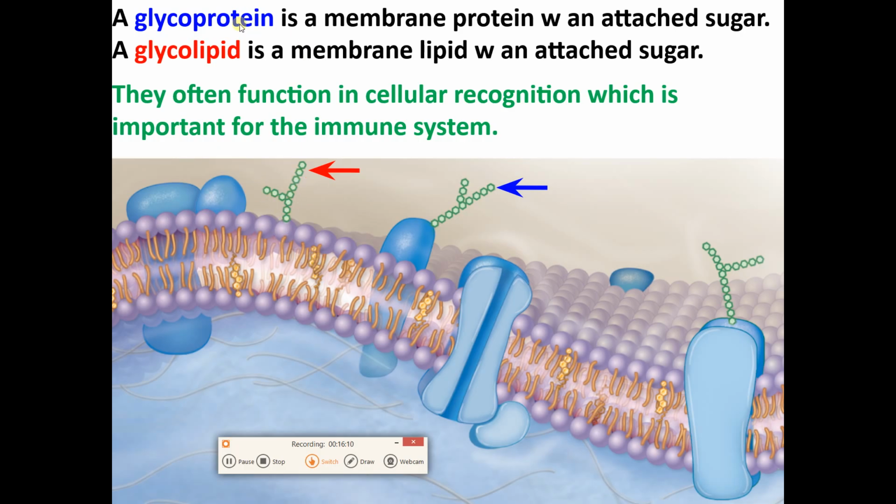And these glycoproteins and glycolipids, they play a big role in cellular recognition. Especially if your immune system has got to know what cells are yours and what cells are not yours. So like your combination of glycoproteins and glycolipids are going to be something that identifies your cells as being yours. And so a cell with a different combination would be considered foreign and your immune system would kill it.